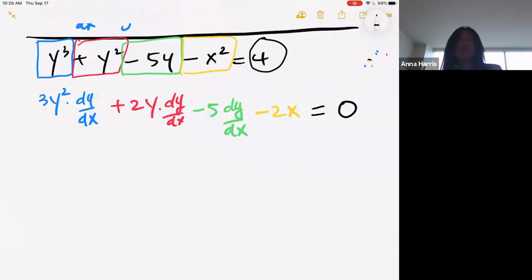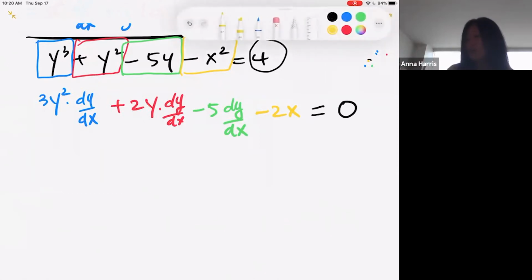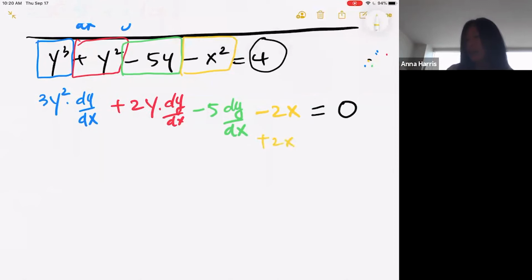All right, now, my goal, taking an implicit derivative means you want dy/dx on the left-hand side, everything else goes to the right-hand side. So first thing first, I'm gonna move 2x to the other side.